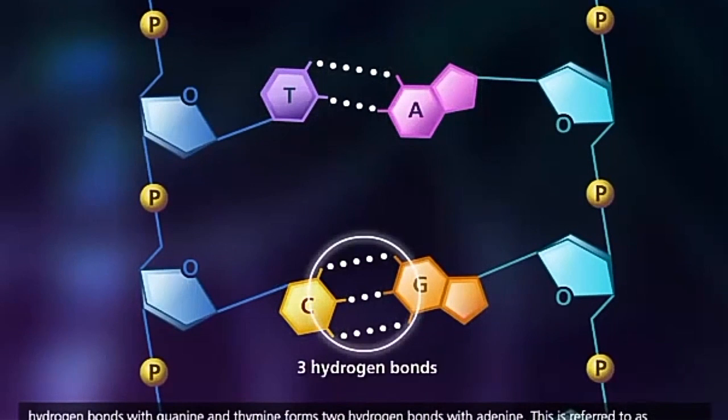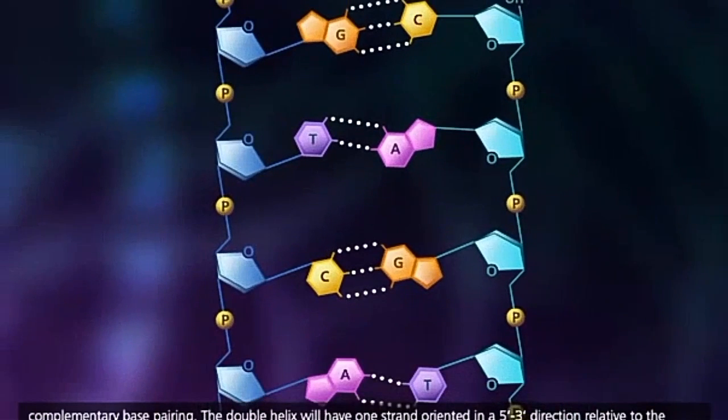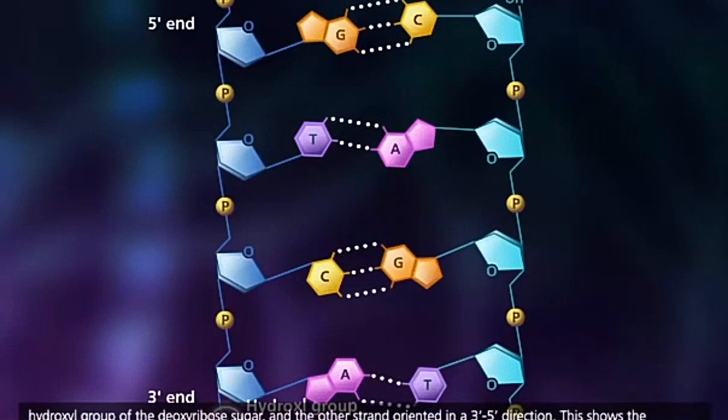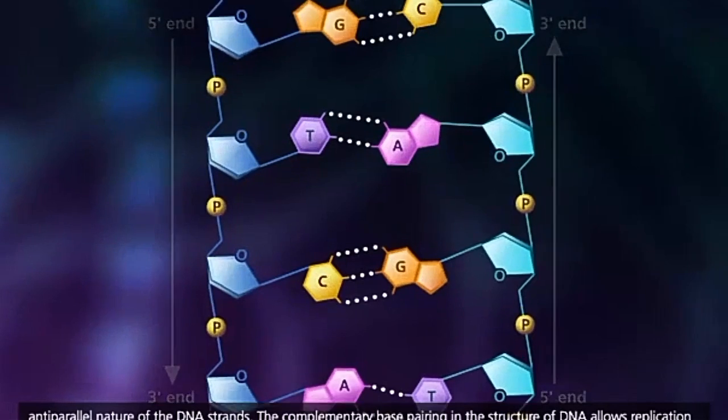Cytosine forms 3 hydrogen bonds with guanine, and thymine forms 2 hydrogen bonds with adenine. This is referred to as complementary base pairing. The double helix will have one strand oriented in a 5' to 3' direction relative to the hydroxyl group of the deoxyribose sugar, and the other strand oriented in a 3' to 5' direction. This shows the antiparallel nature of the DNA strands.